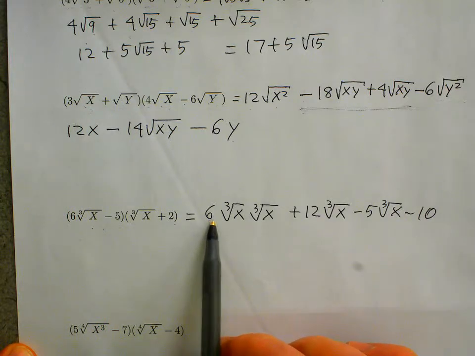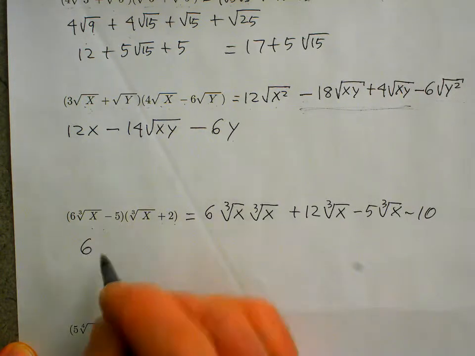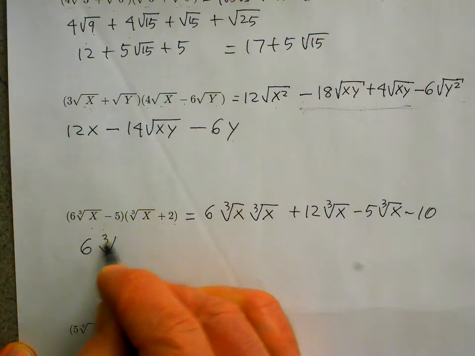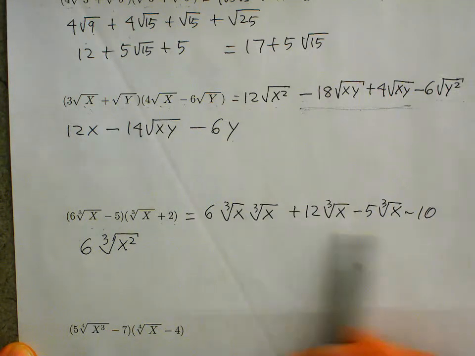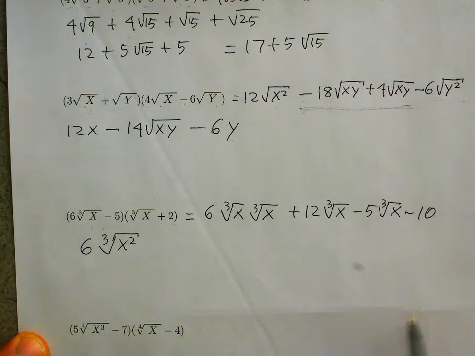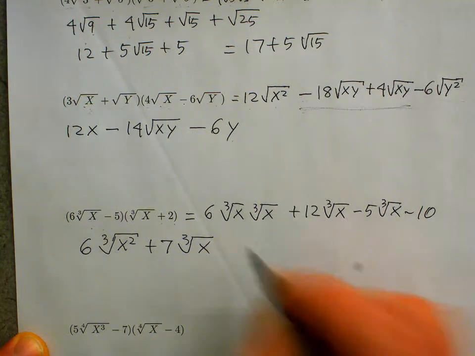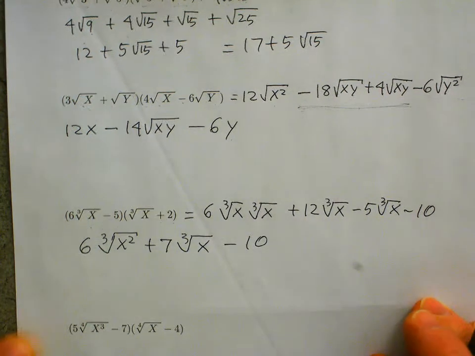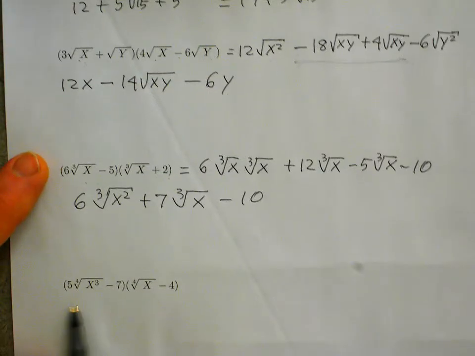So on this one, 6 times the cubed root of x times the cubed root of x can be simplified to 6 times the cubed root of x squared. The two middle terms are like radicals, so plus 12 times the cubed root of x minus 5 times the cubed root of x is plus 7 times the cubed root of x, and then minus 10. And we cannot simplify any further than that. So we have a few seconds left. Let's see if we can work on the last one.